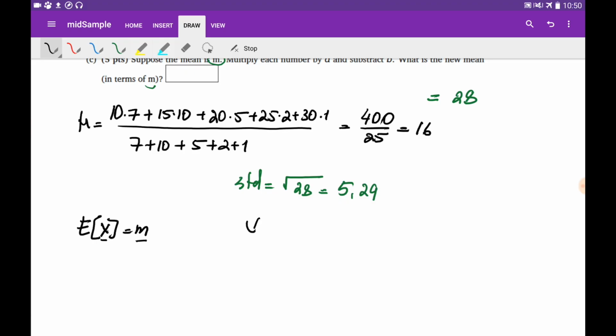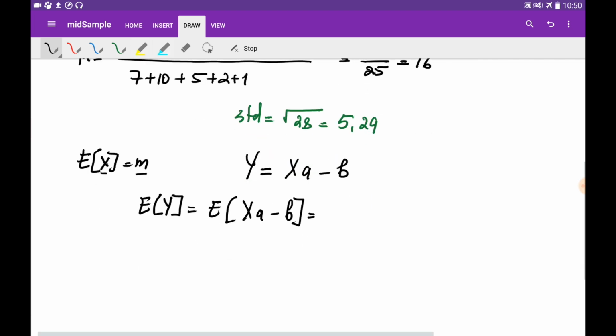So we are going to create the new variable, which is obtained by multiplying each of the values of the x by a, and we have to subtract the b from this. And we're asked to find what is the expected value of the y, which is going to be the expected value of the x multiplied by the a minus the b. And we can apply the expected value to each of these terms. It's going to be the expected value of the constant multiplied by the x minus the expected value of some constant.